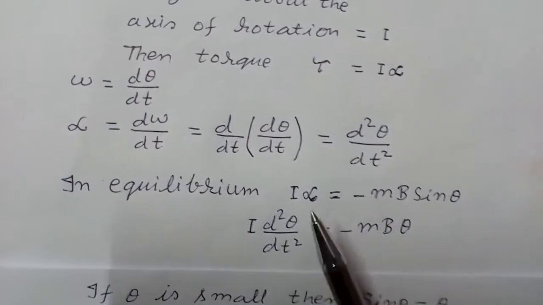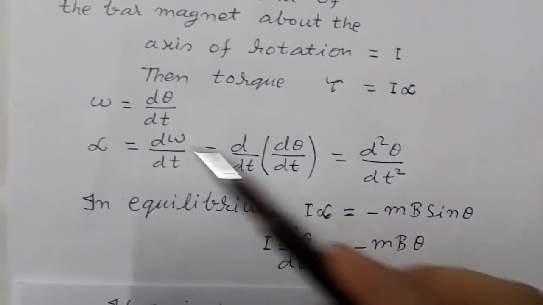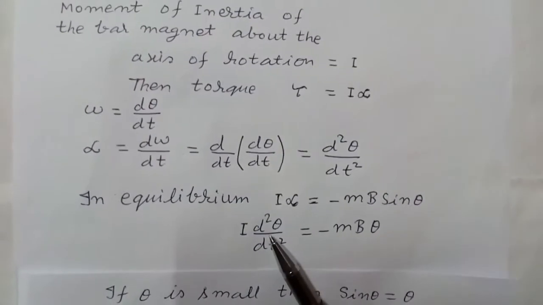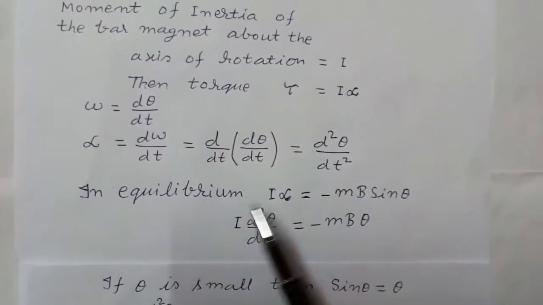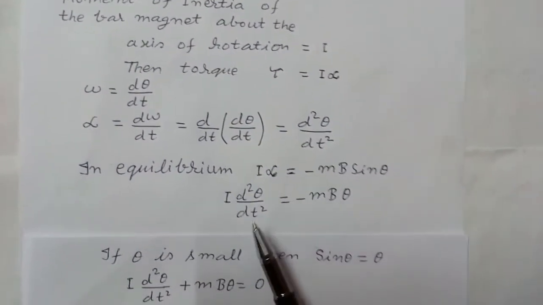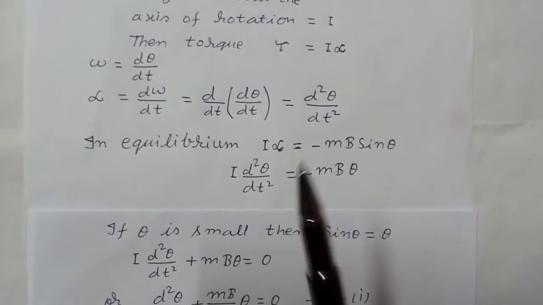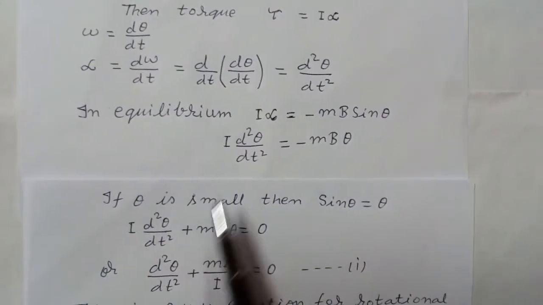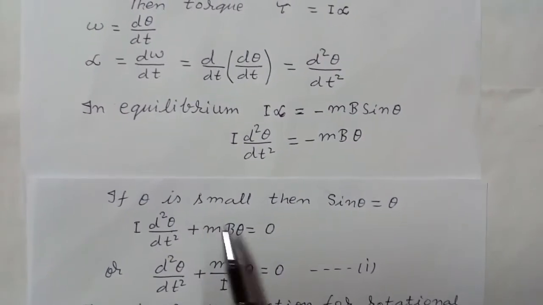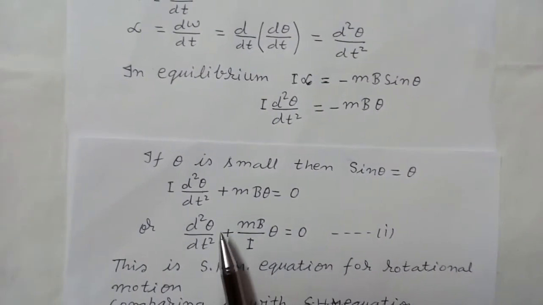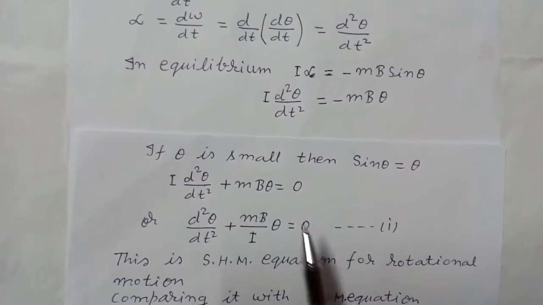Those who are unable to understand, actually this is not difficult, it is simply differential calculus. There is another method also, but first try to understand with this method. So I d square theta by dt square plus mB theta is equal to 0, bringing minus mB theta to this side, or d square theta upon dt square plus mB upon I theta is equal to 0.